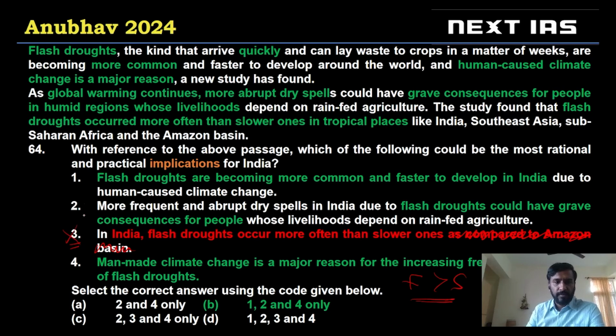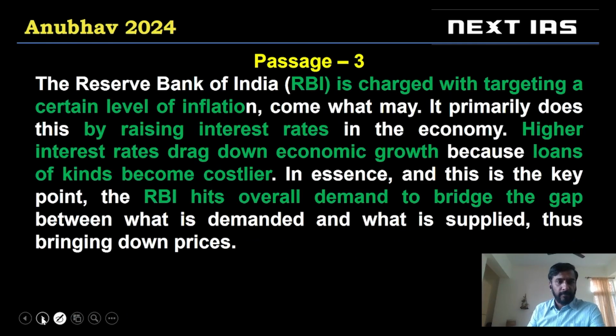3 is invalid. 2 says flash droughts could have grave consequences for people. We have discussed this in the passage. And 4, man-made climate change, human-caused climate change is a major reason. So 1, 2, and 4 only. Statement 3 is not acceptable. All right. Okay. Let's see. This is the last question.